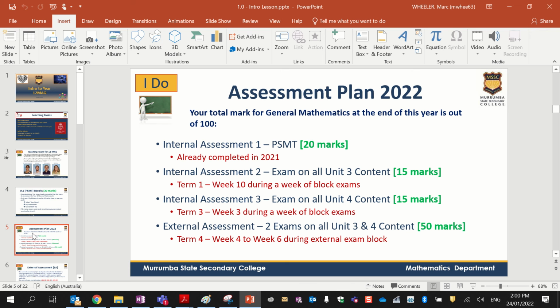So the plan for 2022 is as follows. In general maths, you get a score out of 100. You've already done your PSMT, that's 20 marks. We've got 2 exams that are done at school. So you've got your exam on Unit 3, which is worth 15 marks. You've got internal assessment 3, which is an exam on all of Unit 4 content, which is worth 15 marks. And then in term 4, you'll have your external exam, which is actually 2 exams on all of the Unit 3 and 4 content, and it's worth 50 marks, giving you a total out of 100.